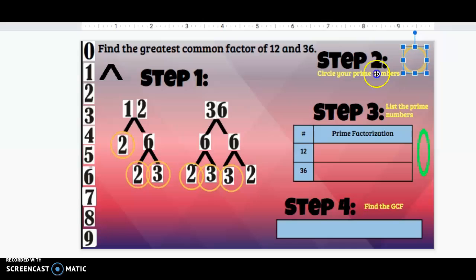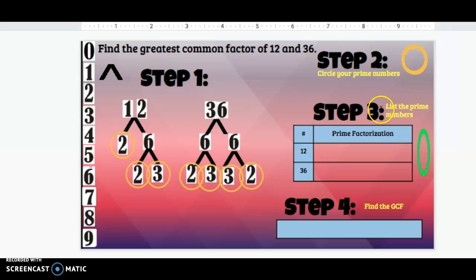Okay. So step 1 and step 2 kind of go hand in hand. Step 1 is the breaking down of the number, whereas in step 2 you're circling the prime numbers. Your prime numbers are your apples, the numbers that only have 1 and that number that go into it.